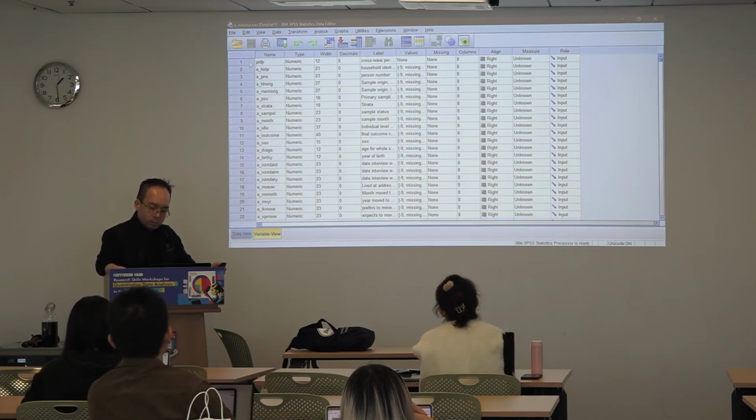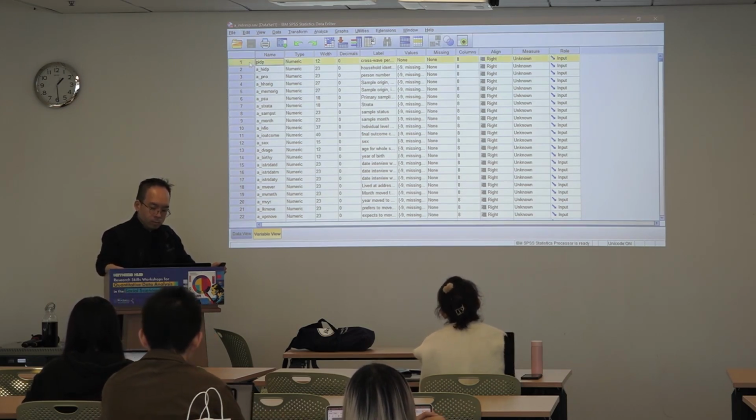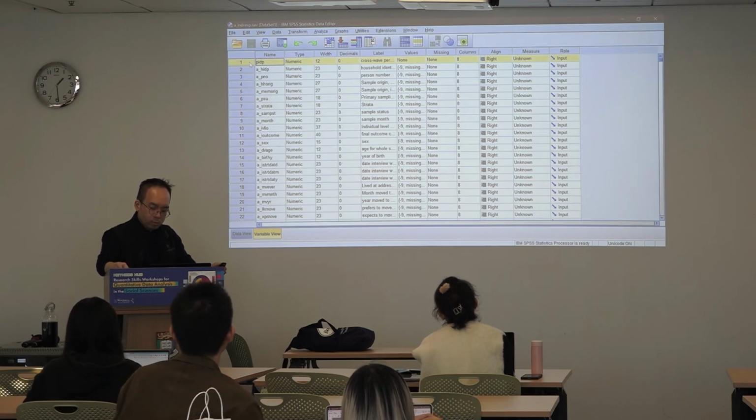We're going to merge the files using the variable PIDP, which is a personal unique identifier. This is the same in all waves and can be used to link information about a person from different records belonging to one wave, or to link information from different waves like we're doing here.